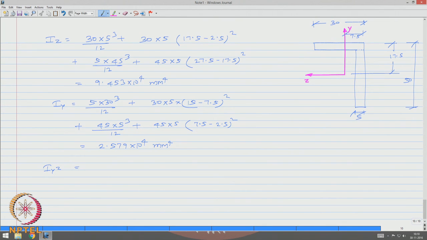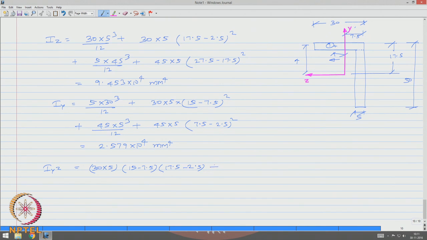Which will be, let us say for the top flange piece number 1, 30 into 5, the positive z coordinate which is 15 minus 7.5, which is positive, because the CG of this lies here, into 17.5 minus 2.5, that is this distance, which is also positive in y.